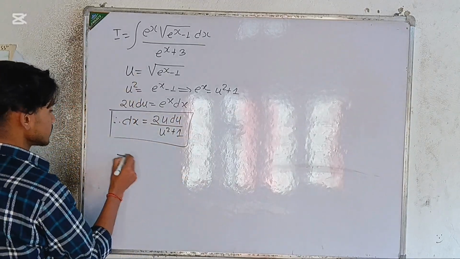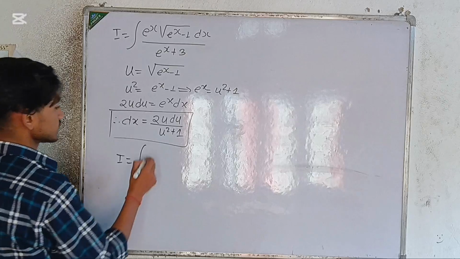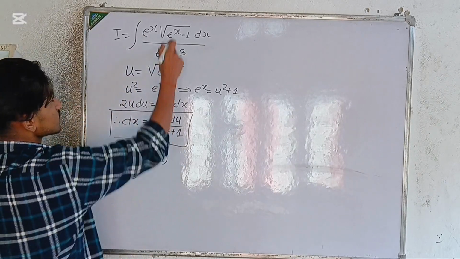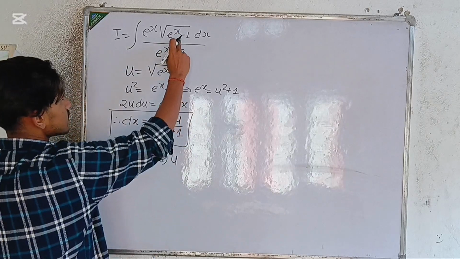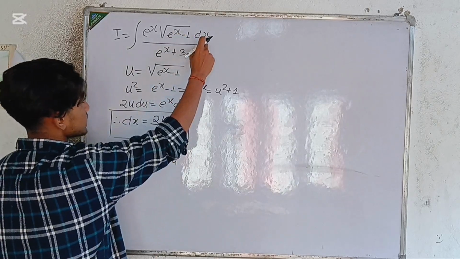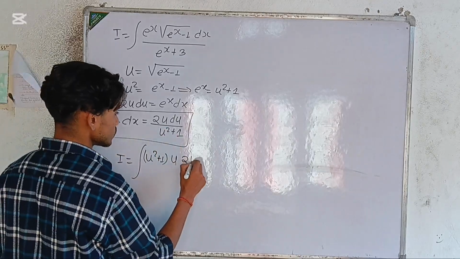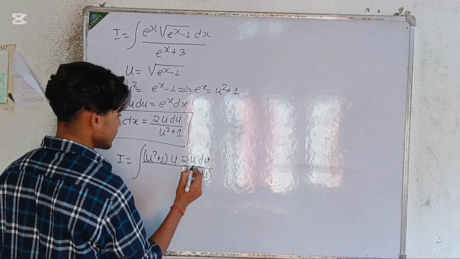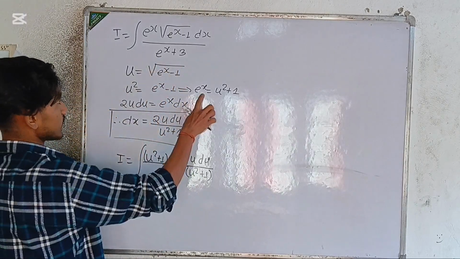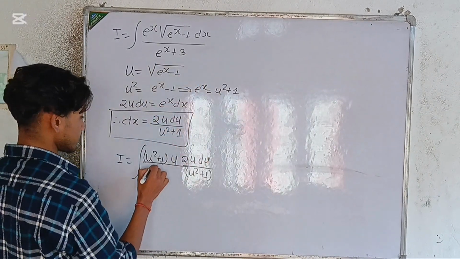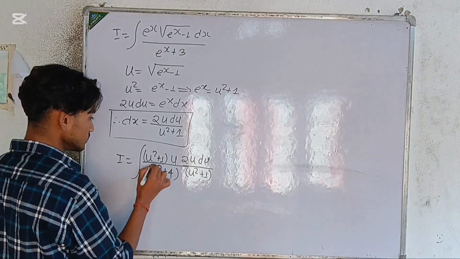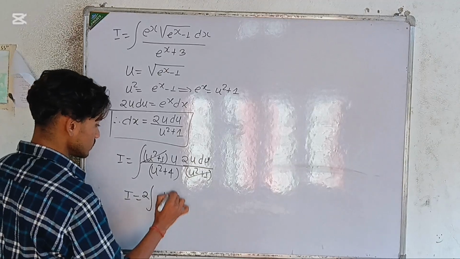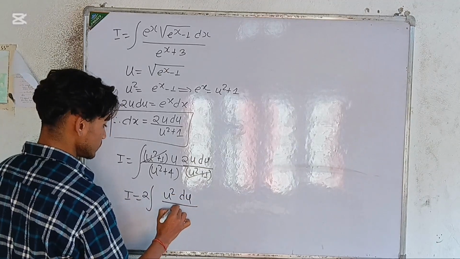So our integral is going to look like: e raised to x is u squared plus 1, and in terms of this much you have to write u, the square root of this much, and in terms of dx you have to write 2u du over u squared plus 1, right? And in terms of exponential x, you have u squared plus 1, and this is 3, that makes u squared plus 4. So this term will cancel out, and you get I is the integral of 2u squared du over u squared plus 4.